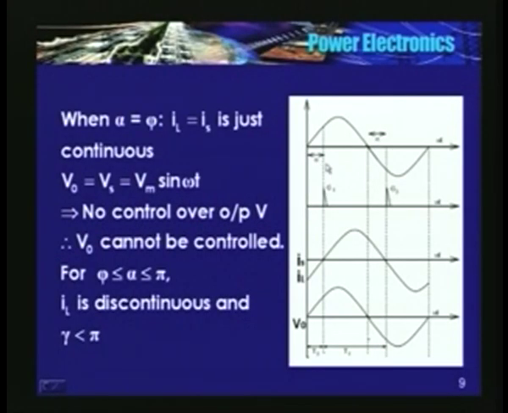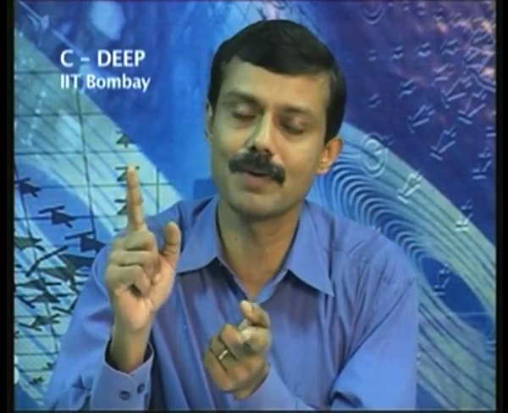How do the voltage and current look like? See here. Trigger angle alpha is equal to phi. Current is sinusoidal. Now current is sinusoidal, that means it has to flow through either T1 or T2. So you will have the input voltage same as the output voltage. The voltage applied to the load is sinusoidal and is equal to the input voltage Vi itself. Therefore, VO is equal to Vs is equal to Vm sin omega t.